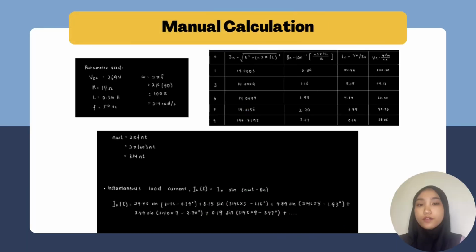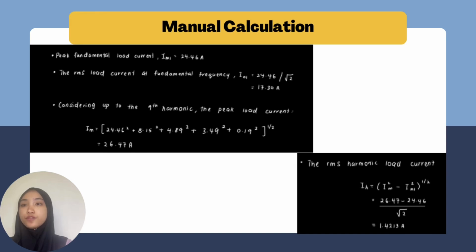For the manual calculation, by using the parameters set in the simulation, we need to find the values for the 9 harmonics. In the table, we can find the values for Zn, theta n, In, and Vn by using the formulas. Then we can find the value for n omega t, which is 314 nt. For the instantaneous load current, the formula is In sin(n omega t minus theta n). So we know the fundamental load current is 24.46 ampere. Then to find the RMS load current at fundamental frequency, the peak fundamental load current is divided by square root 2, and we get 17.3 ampere.